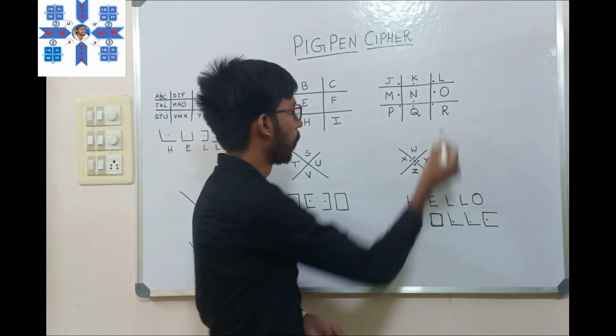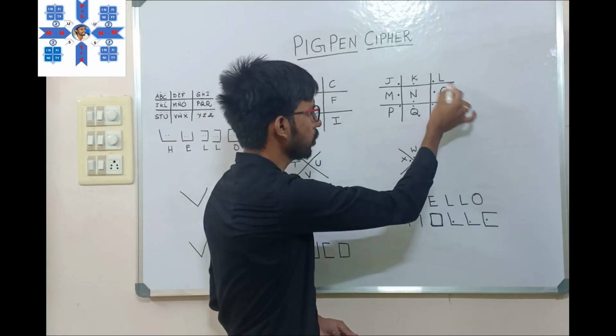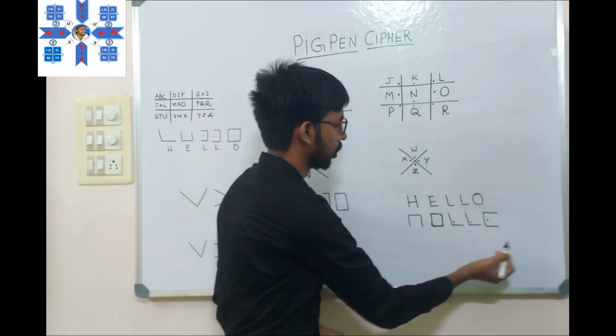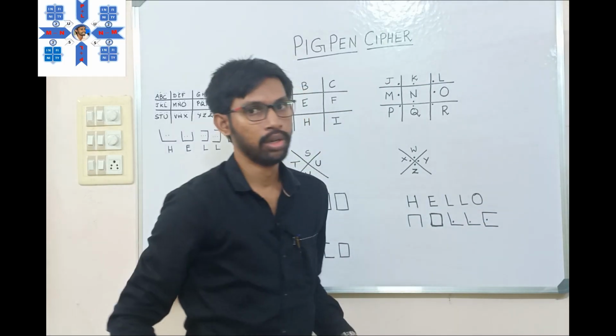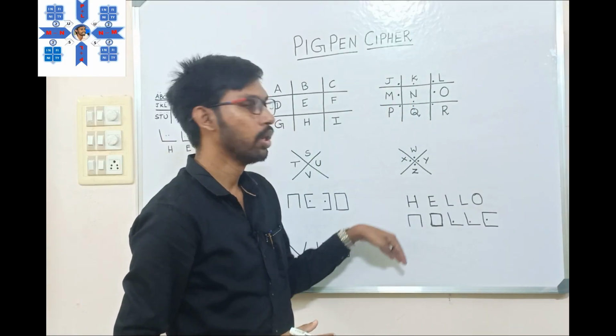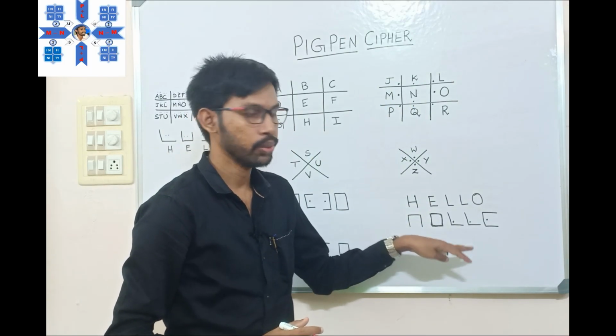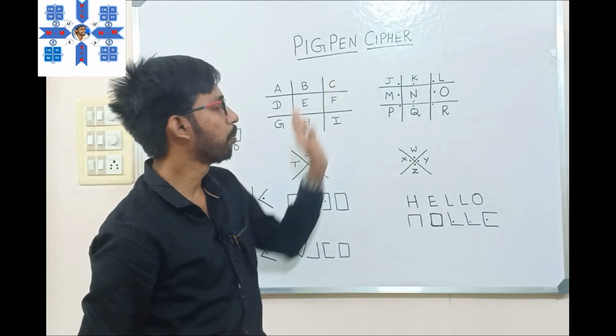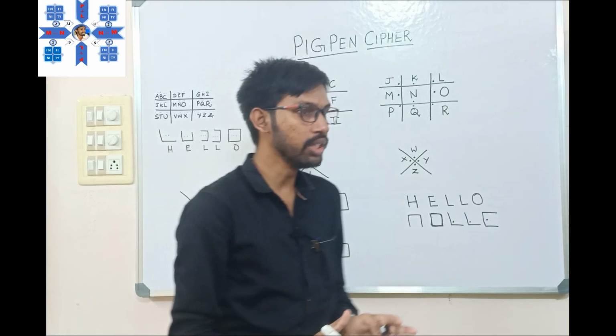Finally, I have to go for O. So O is somewhere here, something like an open-ended square bracket along with a dot. So that's how every alphabet is being converted into its geometric structure. So this method is the pigpen cipher method, and it is so easy.